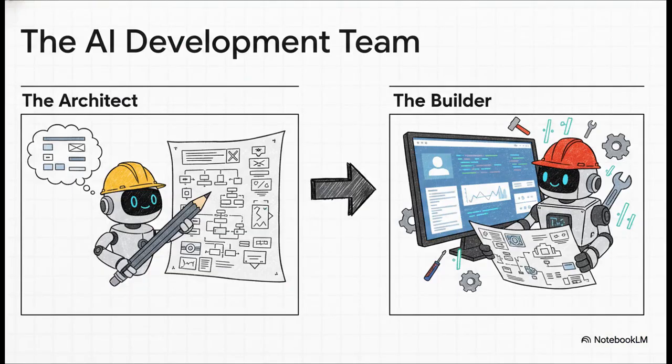So here's the simple way to think about it. First, you've got your architect, ChatGPT. You tell it your vision, and it creates this super detailed blueprint. Then, you've got your builder, in this case, a tool like Google Anti-Gravity. It takes that blueprint from ChatGPT and just builds the whole thing for you. It writes all the code, automatically.